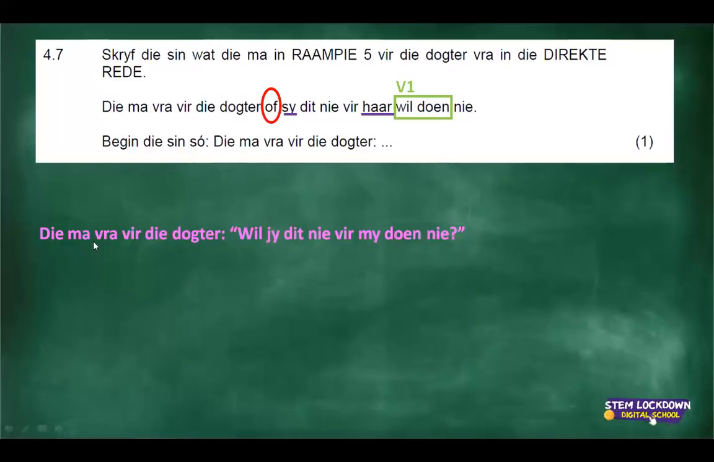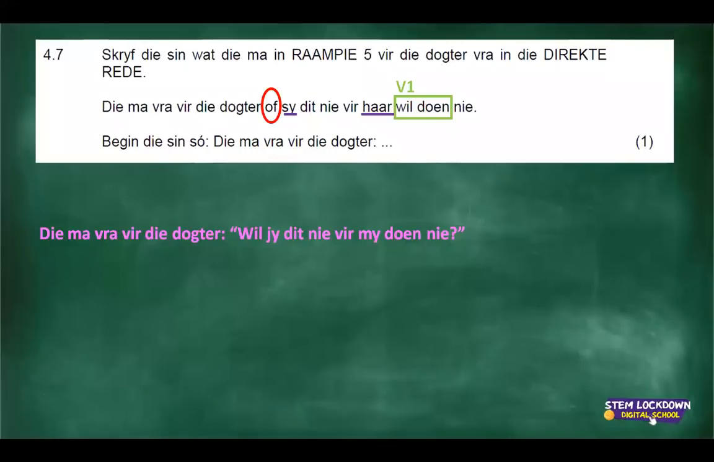Die ma vra vir die dokter. Then we put our colon like they told us to. We put our inverted comma. Wil, which is our verb 1, is going to move to the front. You said, kan jy? I would urge you not to change your auxiliary verb from wil to kan. Depending on who's marking, they can be extremely strict. And because you've now changed wil to kan, they might not give you the mark.